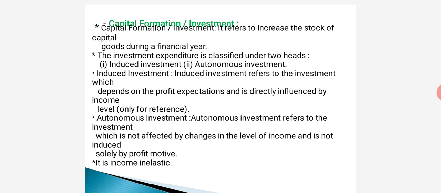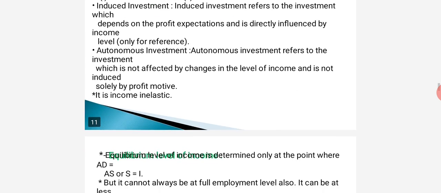Children, mostly induced investment is done by private investors, and autonomous investment is generally done by the government, because it doesn't depend on the income level. Government always wants to encourage social welfare. Clear?